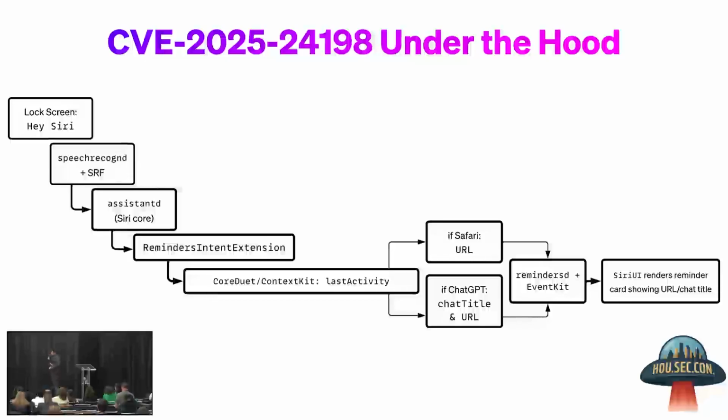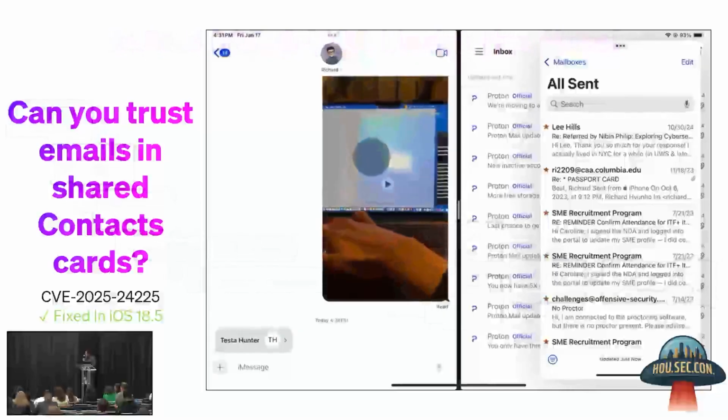So it was treating it as if the device had been unlocked, and it would just expose whatever you were last doing, if you made that request to Siri to add it to your reminders. So if you try this now, it'll prompt you for Face ID, which is good. And then, okay, so that was CVE-2025-24198.